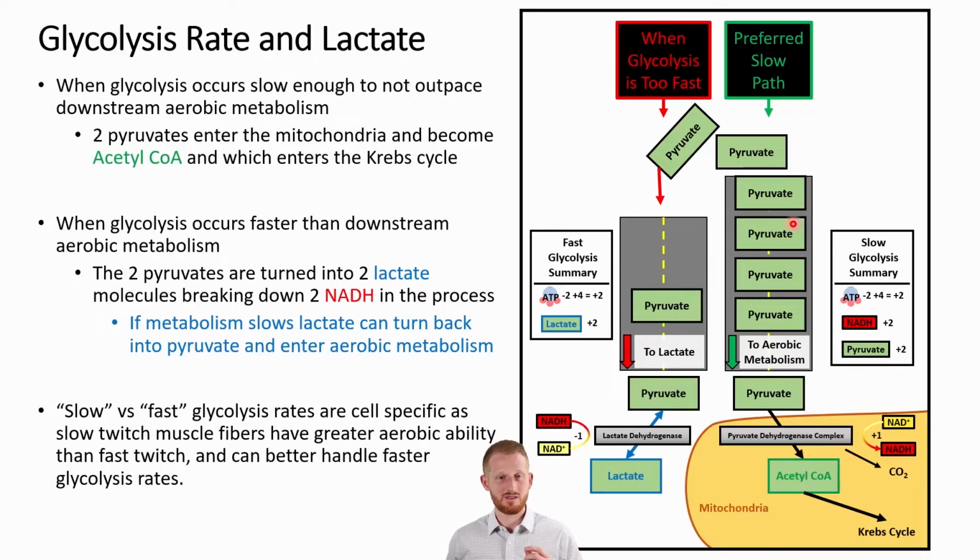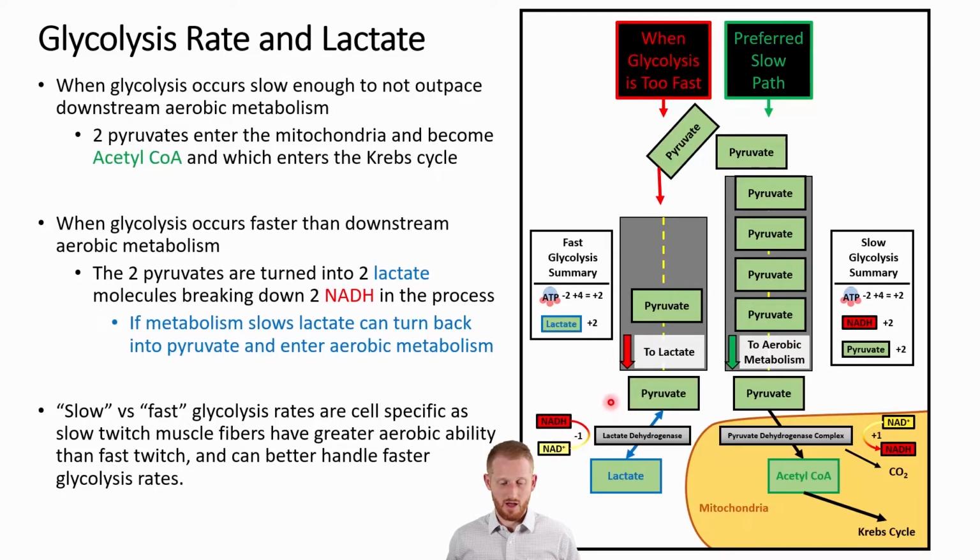If we completely fill up this pathway and we're still making a lot of pyruvate, which is what happens when glycolysis starts to run faster than aerobic metabolism, this pyruvate starts to spill over into a secondary pathway. And that secondary pathway is going to turn the pyruvate into lactate using lactate dehydrogenase, and in the process, it actually uses up an NADH molecule, turning it back into an NAD molecule.